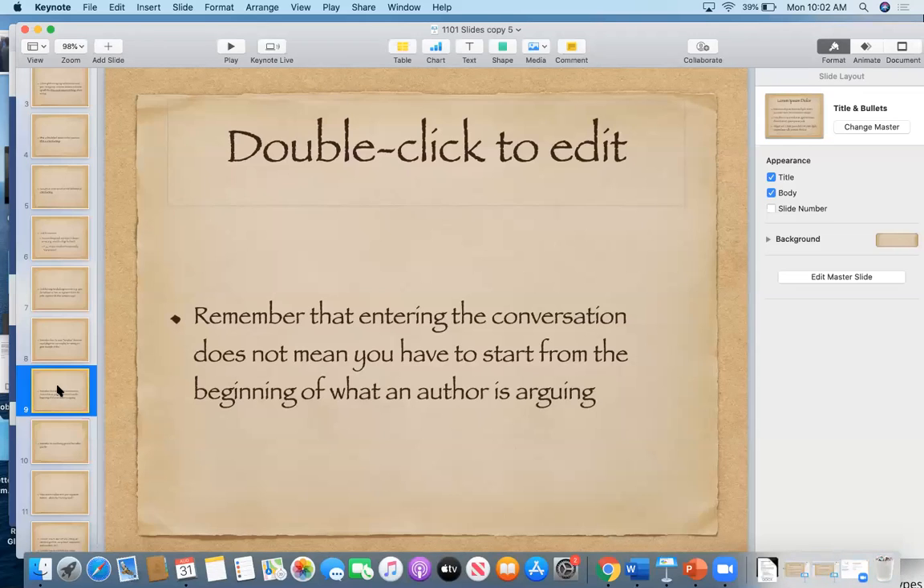And just remember that entering a conversation does not mean that you have to start from the beginning of what an argument or subject is talking about. So in high school, a lot of times, let's say, for example, you're in a history class and they tell you to write a summary of the Civil War. Well, you might do that paper starting off with 1861, of course, and finishing with 1865, and just giving a brief summary of what those events were.